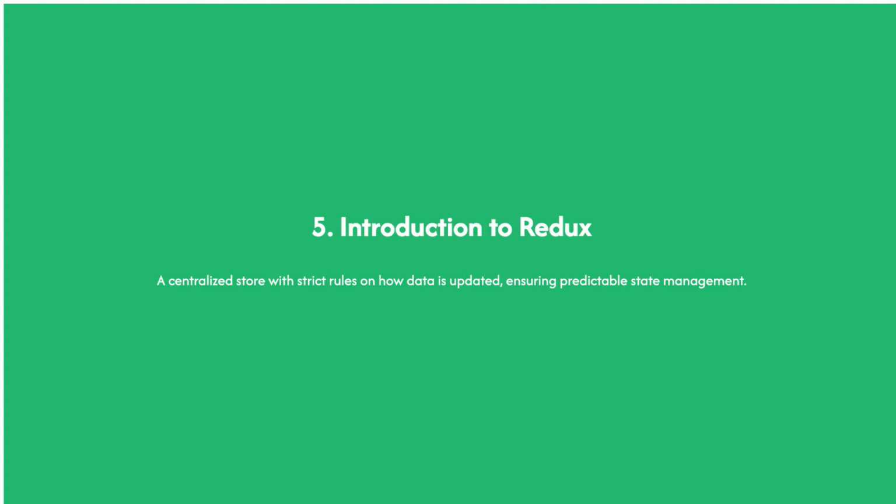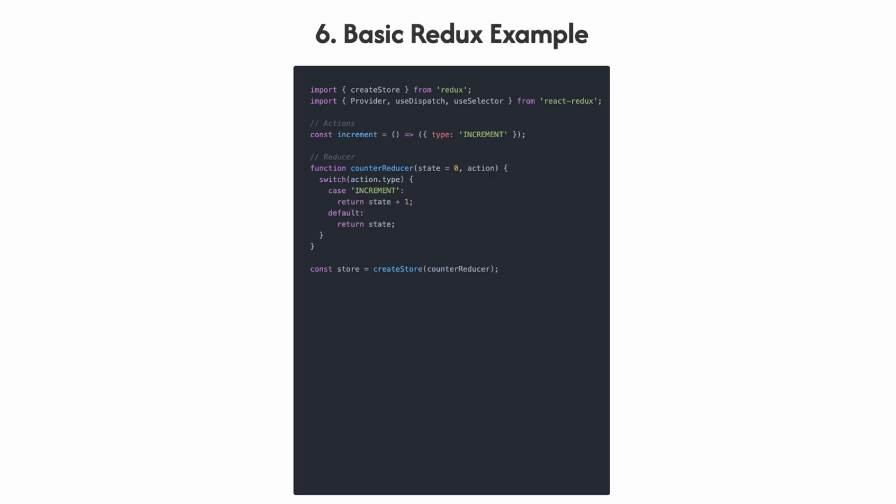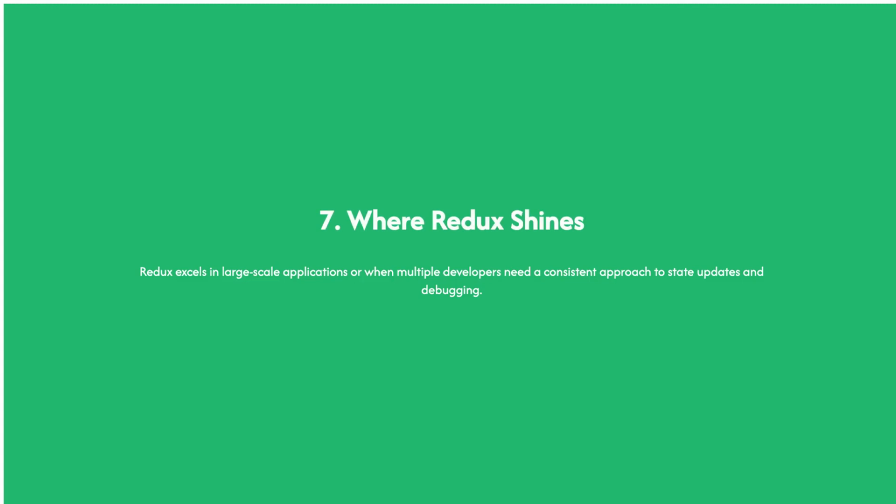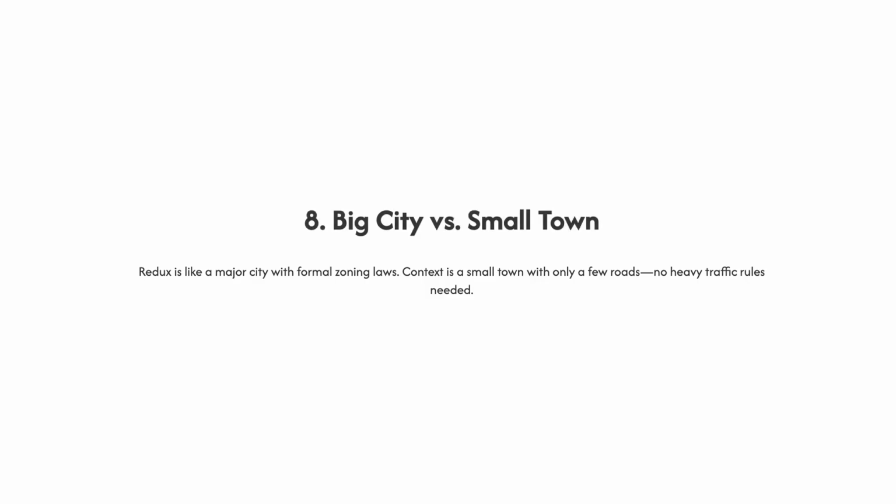It's ideal for complex state logic or large teams that need consistent patterns. Notice the single source of truth in the store. Actions describe state changes, reducers define how the state updates, and components dispatch actions to trigger changes. It's systematic but has more boilerplate than context. If you're building complex enterprise software or need advanced debugging tools like Redux DevTools, Redux might be your best friend. When your application becomes the equivalent of a bustling metropolis, you need those extra regulations. Smaller scale, context gets the job done with less overhead.